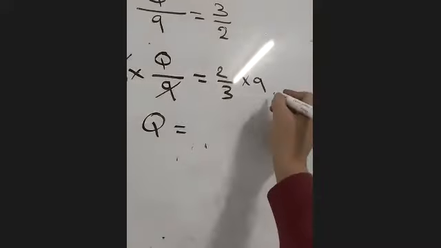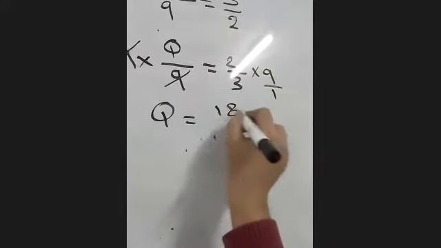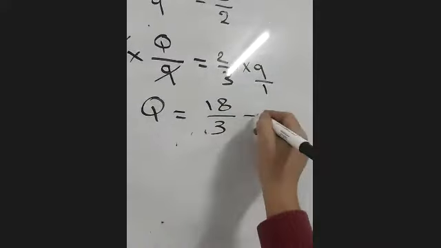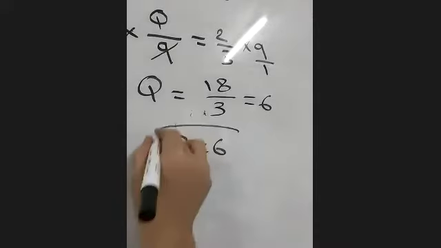So this is 9 over 1, and multiply: 18 over 3, and 18 divided by 3 is 6. Q equals 6.